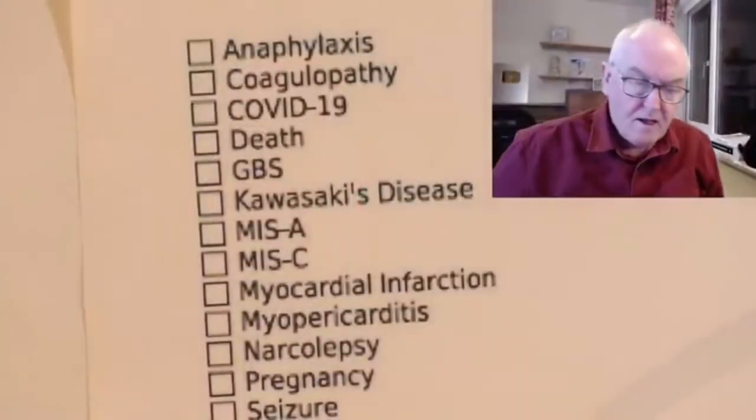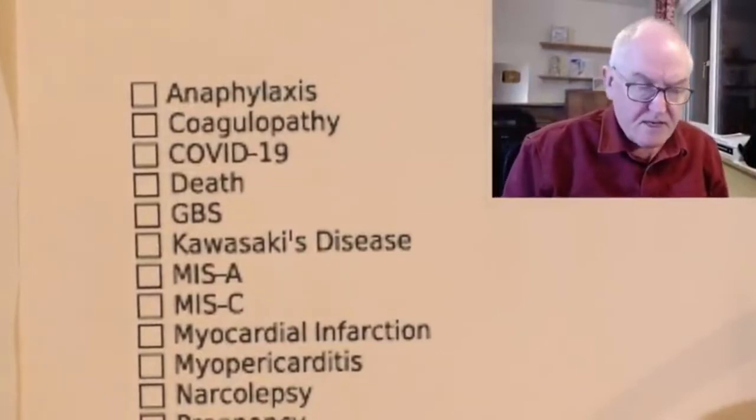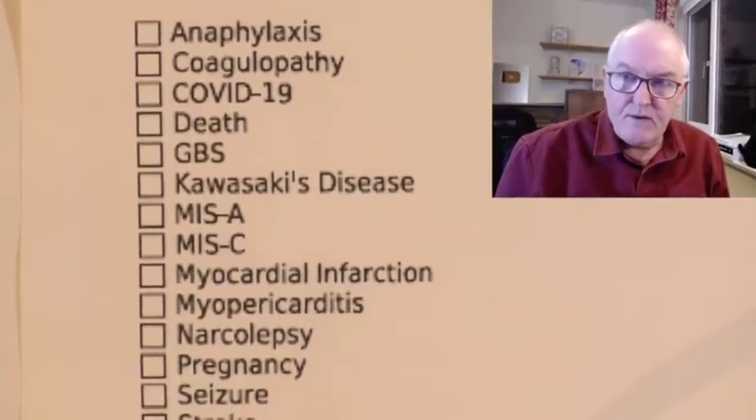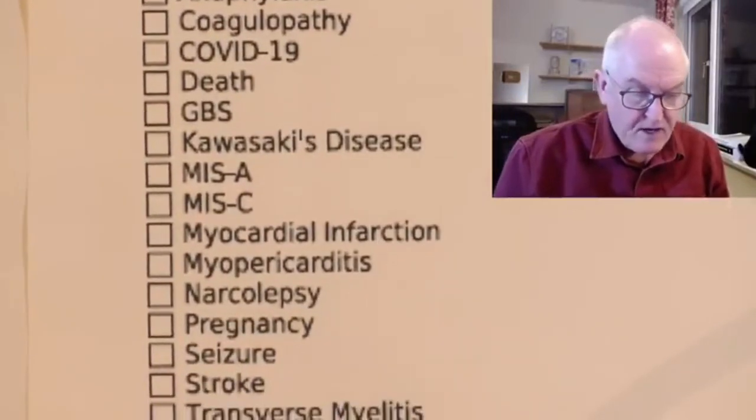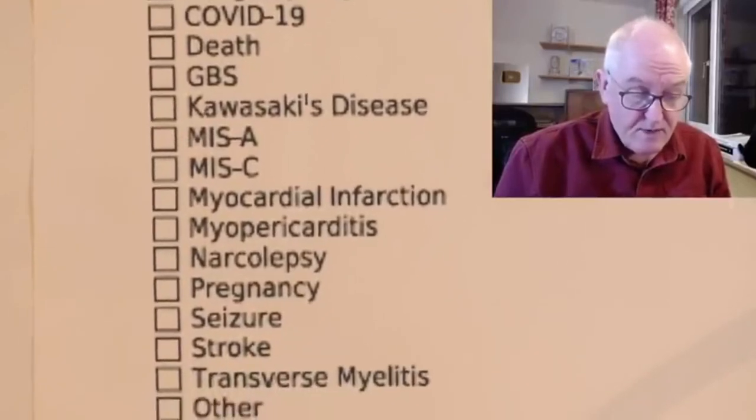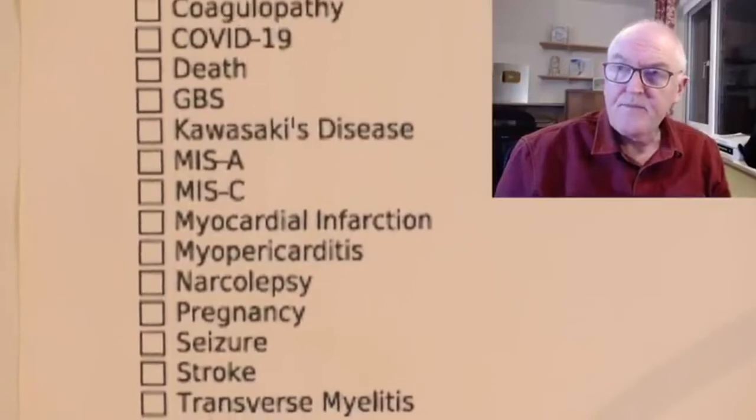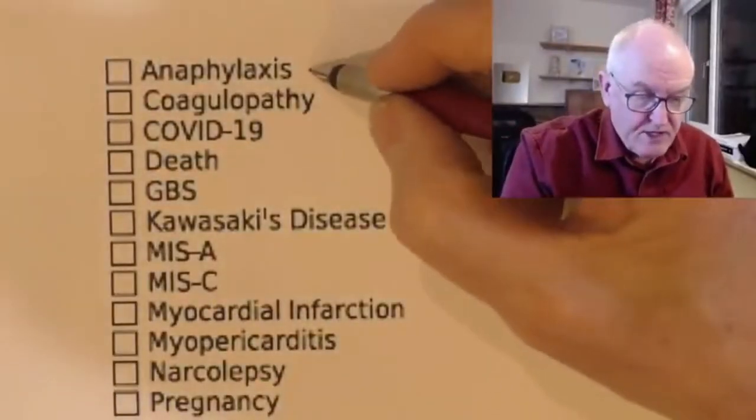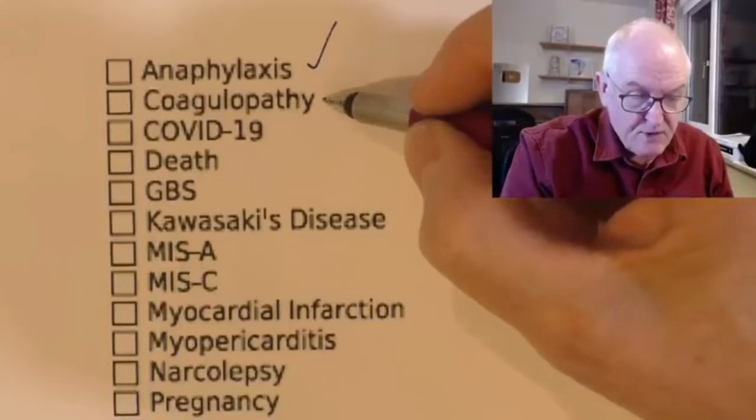Now, here we have part of the form. So you would have to decide whether there's any anaphylaxis, coagulopathy, COVID-19, death, Guillain-Barré syndrome, Kawasaki disease, multisystem inflammatory syndrome in adults, multisystem inflammatory syndrome in children, myocardial infarction, myopericarditis, narcolepsy, pregnancy, seizure, stroke, transverse myelitis, or other. Now, this is not a quiz, but how many members of the public would know what the heck that was talking about? I mean, you might know what anaphylaxis is, the severe allergic reaction. You might not, but why should you know that coagulopathy relates to abnormal clotting of the blood?